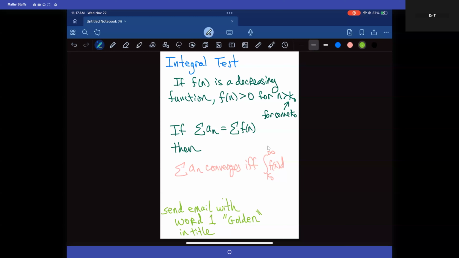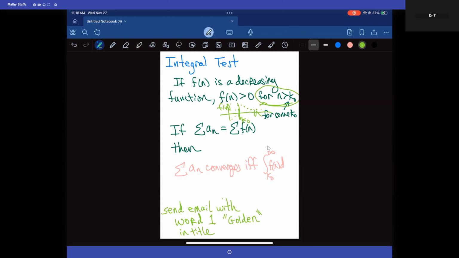If I have a decreasing function that is always positive, eventually, this means eventually. So at some point, the function, so I've got this function here. Here's f of n. Here's n. This function might be negative at the start, and it might even be increasing. But as long as at some point, and I'm going to say that point is k sub 0, as long as at some point, eventually it's decreasing forever and positive forever, this result can be applied.